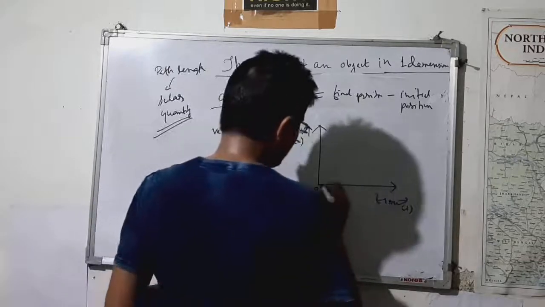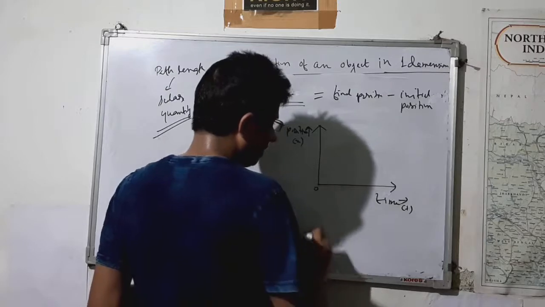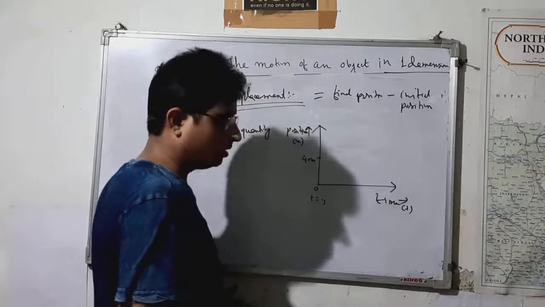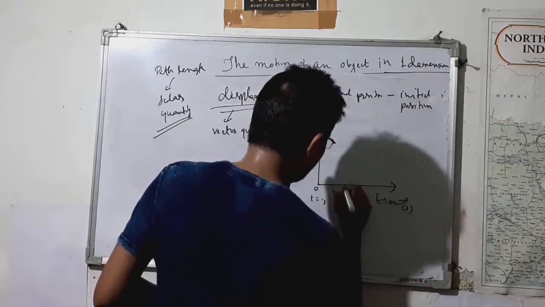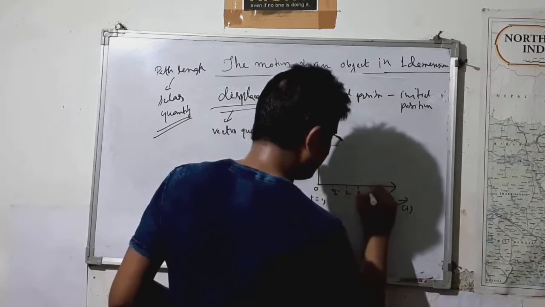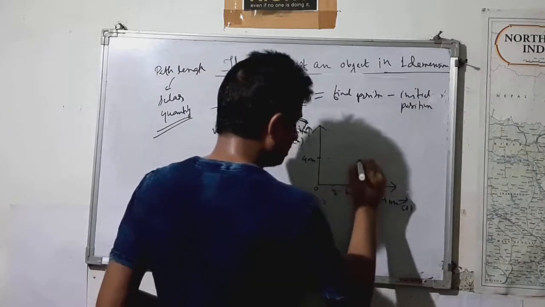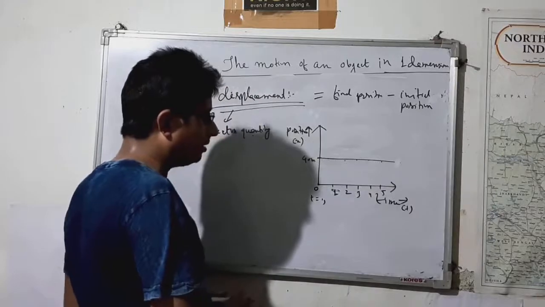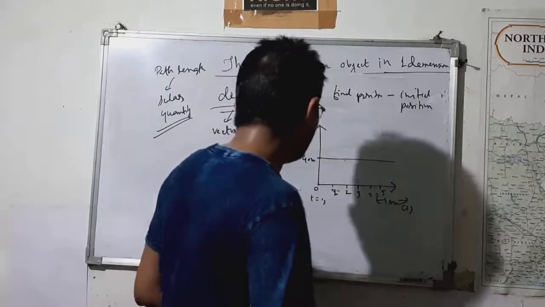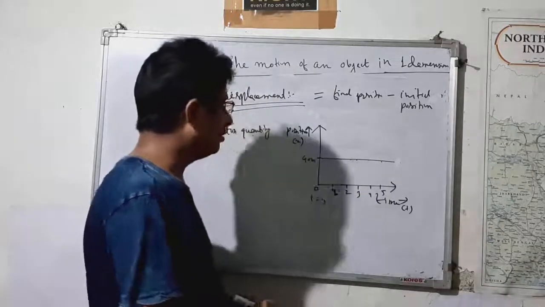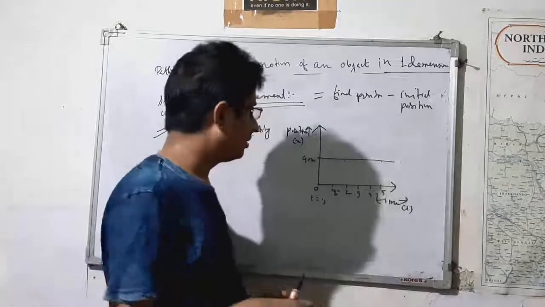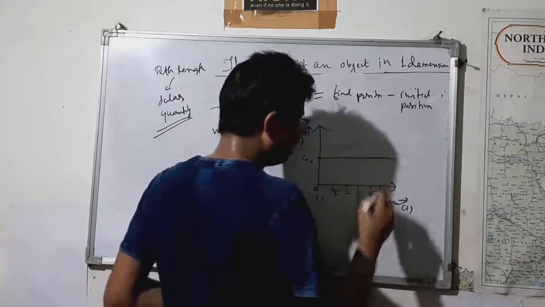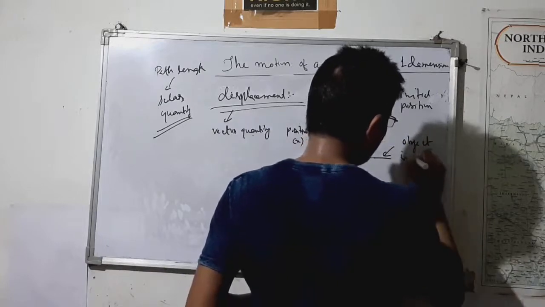Suppose an object at t equal to 0 is at some distance, suppose 40 meter from the origin. Now if the object's position at any time, suppose after 1 second, 2 seconds, 3 seconds, 4 seconds, 5 seconds, is the same at every time, then we will simply get a line parallel to the time axis, and in that case we will say the object is at rest. That means no motion is involved with the object. This kind of graph means the object is at rest.